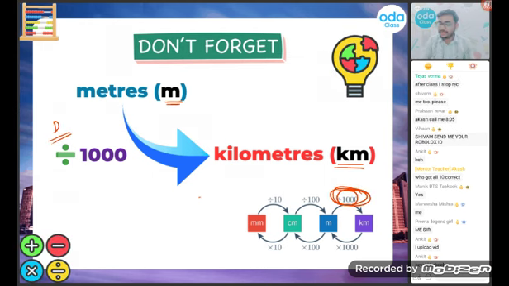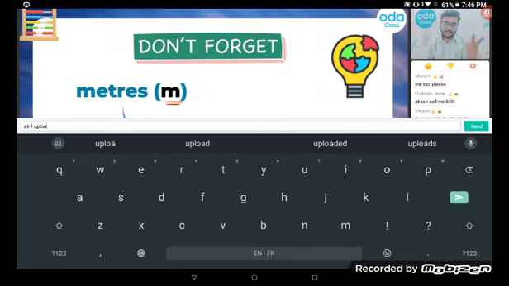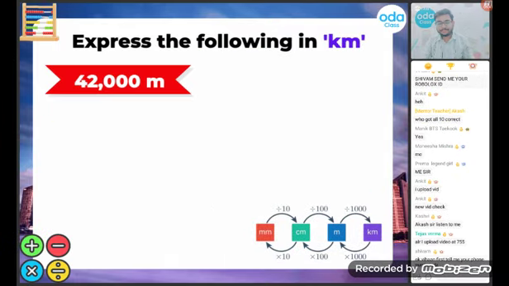You can see the chart. If you're going to convert meter to kilometer, you have to divide it by 1000. Now you must be wondering, sir, 1000 is a big number. We don't know the 2-digit division. How are we going to do the division with 1000? But no worries. I'm going to explain it. So what is given in the question?